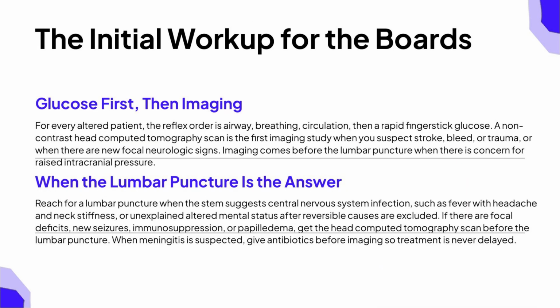Let us review the initial workup for the boards, because the order of operations is exactly what these questions test. For every altered patient, the reflex sequence is airway, breathing, circulation, and then a rapid fingerstick glucose. Memorize glucose as an early reflex because the exam rewards it again and again.